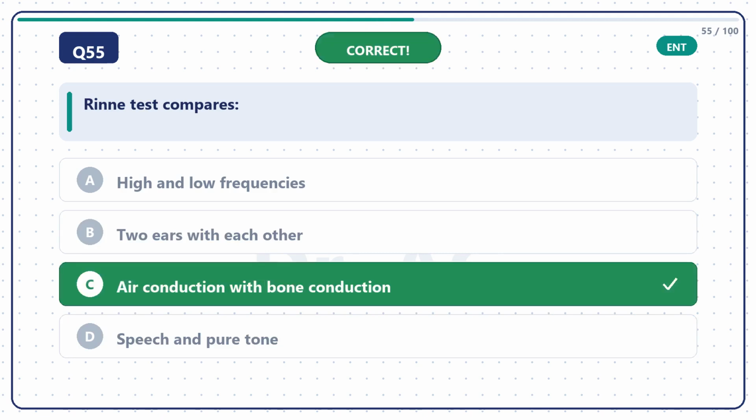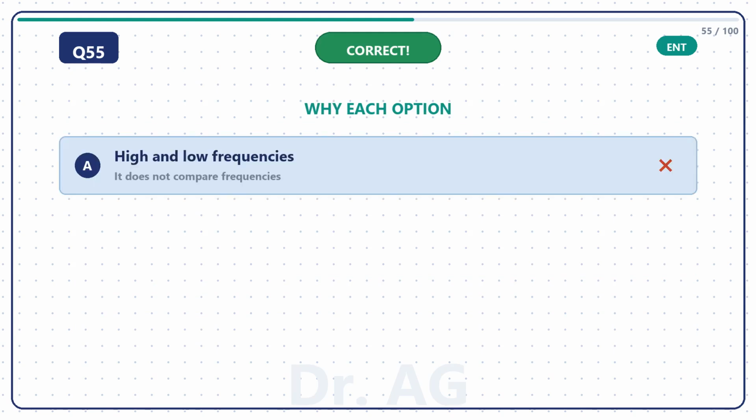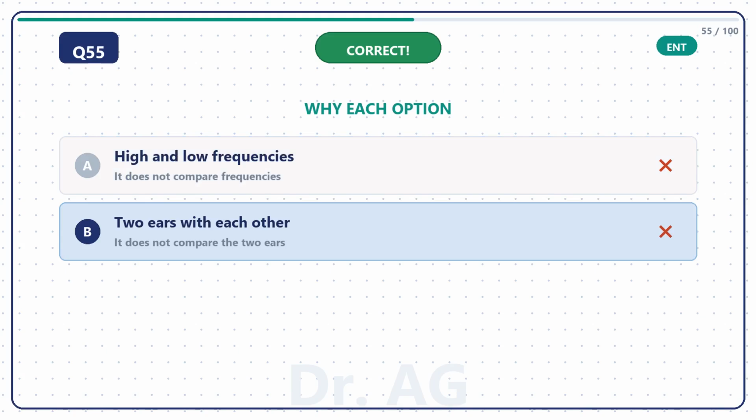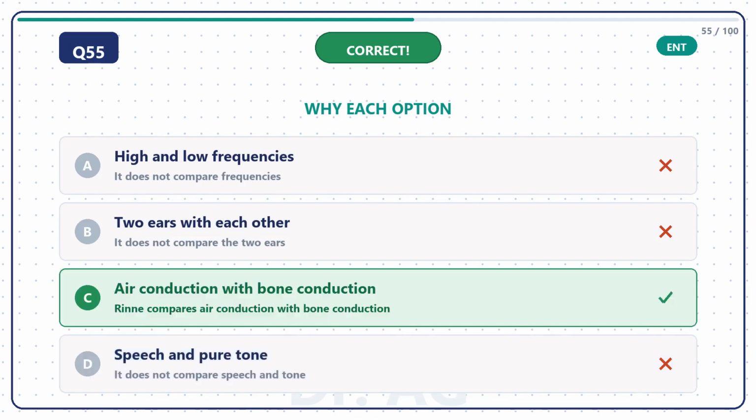The correct answer is option C, air conduction with bone conduction. Let's go through the options. High and low frequencies. It does not compare frequencies. Two ears with each other. It does not compare the two ears. Speech and pure tone. It does not compare speech and tone. And the correct answer is air conduction with bone conduction. Rinne compares air conduction with bone conduction. So, the right answer is option C. Air conduction with bone conduction.